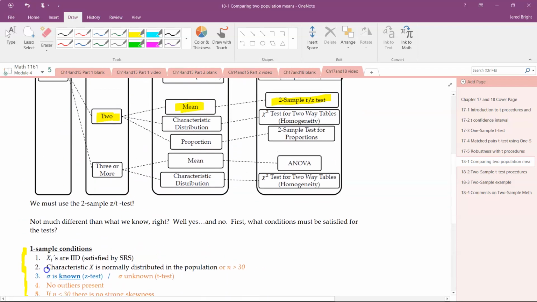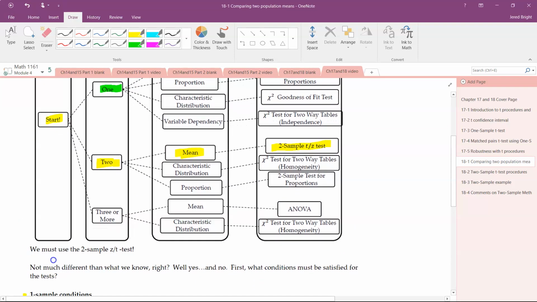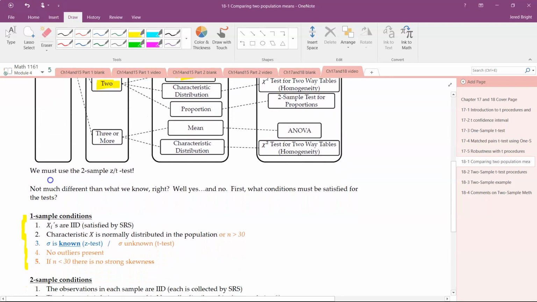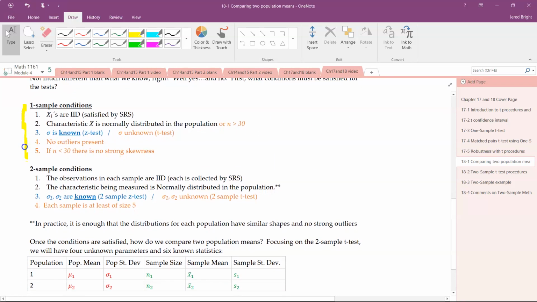So again, when we're doing the 2 sample t-test, we're not going to do the 2 sample z-test, but for the 2 sample t-test, we have to satisfy these 4 conditions, and then we can go about the calculation that we'll see coming up.